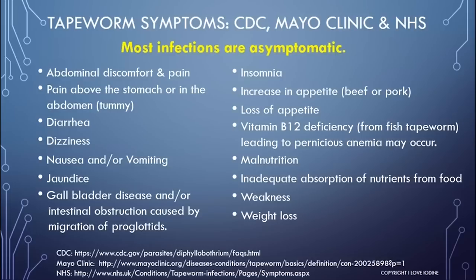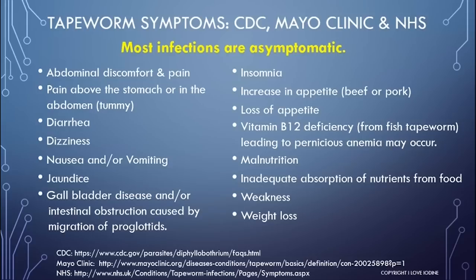The symptoms they have listed that I put together are abdominal discomfort and pain, pain above the stomach or in the abdomen, called the tummy, according to the NHS. Diarrhea. This would make logical sense as the body is trying to send water and fluids to the intestinal tract to flush out the pathogens. If it can't succeed, it's going to continuously do that, and you're going to have chronic diarrhea. Another symptom is dizziness. Another symptom that's very common is nausea. Vomiting can occur as well. In my case, I had that only one time, so that is not necessarily a very common symptom.